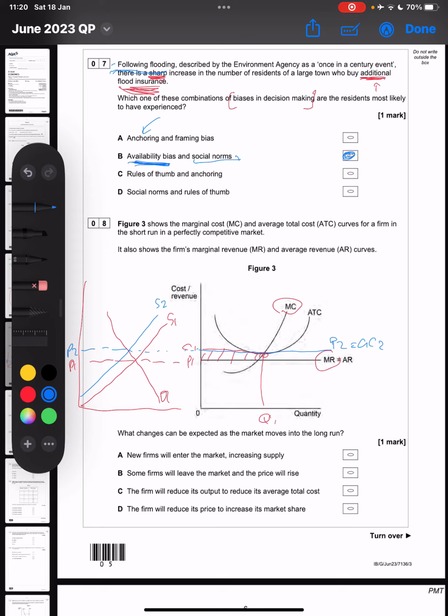Usually you learn about profit scenarios, right? But it could always be the opposite, subnormal profit. So it sounds like B, some firms will leave the market and the prices will rise because there's less market supply.